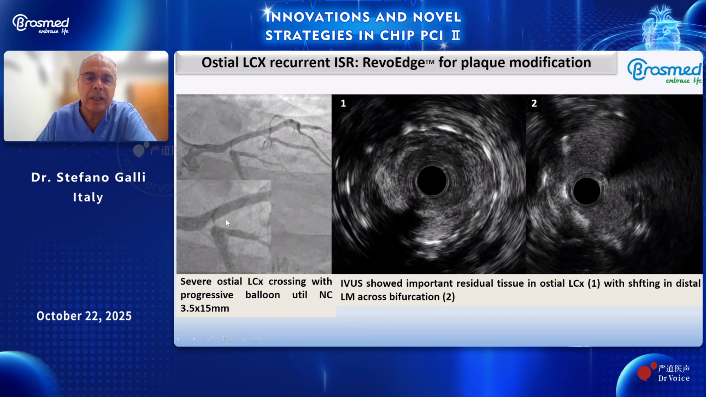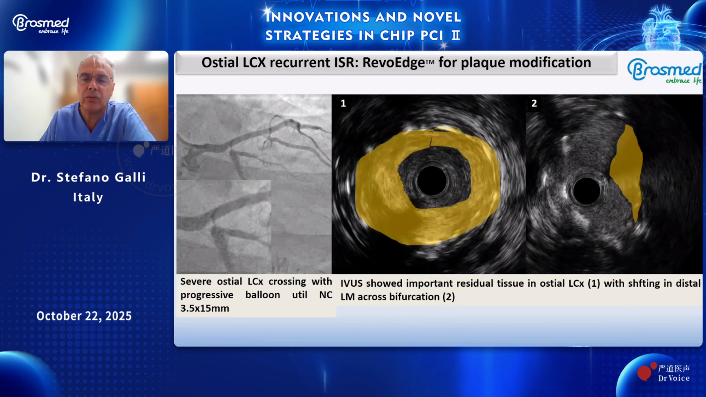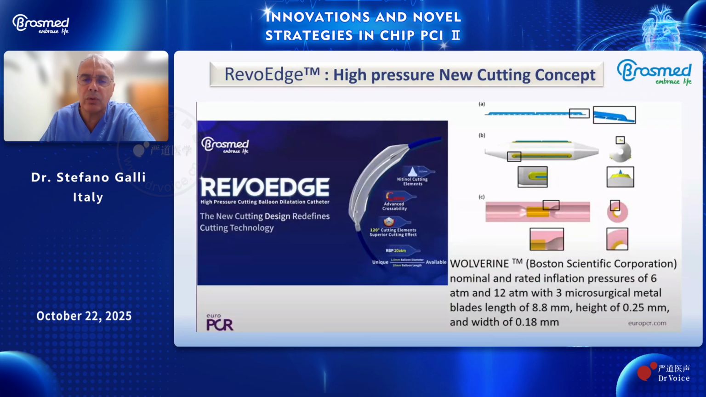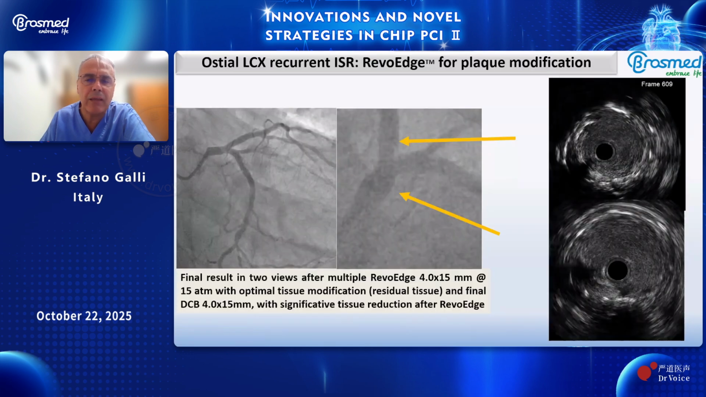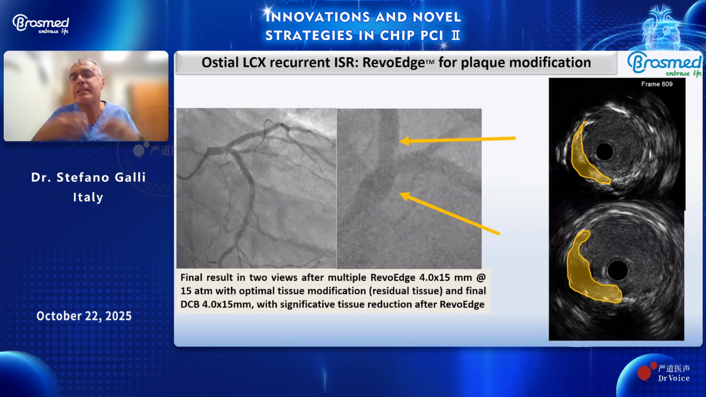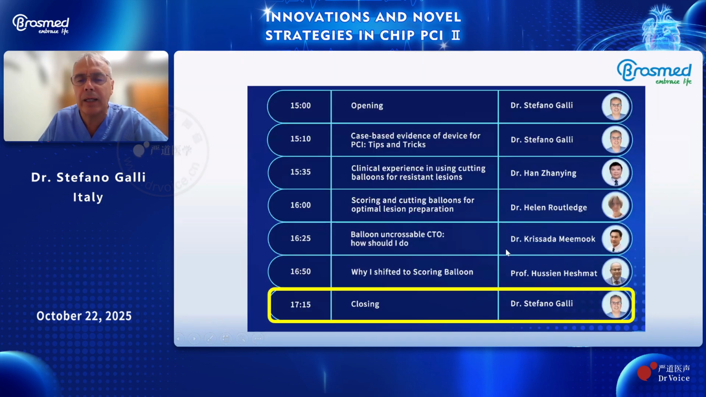In the typical case of the tough lesion, recurrence of the ostial circ, you see the IVUS, a lot of material after simple balloon. We use the revo edge a lot of times, and then the drug-coating balloon. Remaining plaque, obviously, but the cutting of the tissue and the modification of the tissue inside the stent give us the opportunity to gain a good lumen, to avoid other stent, and to use the new technique.